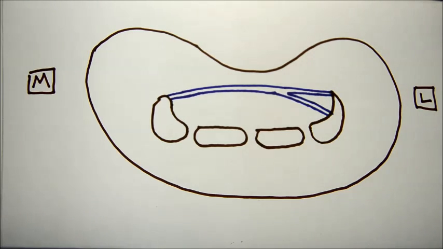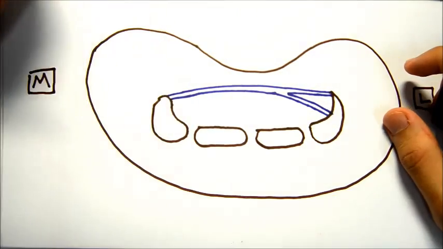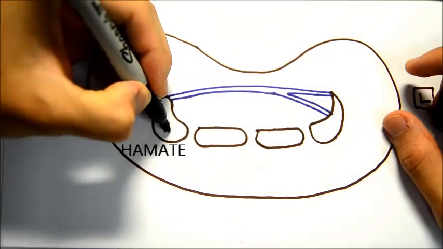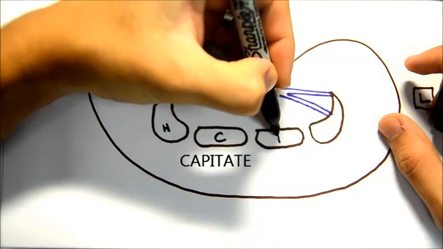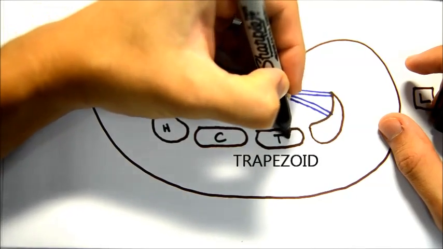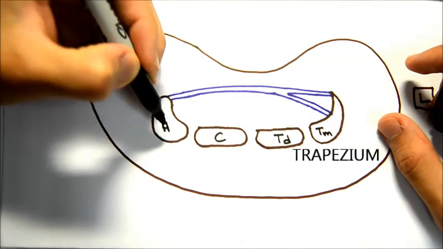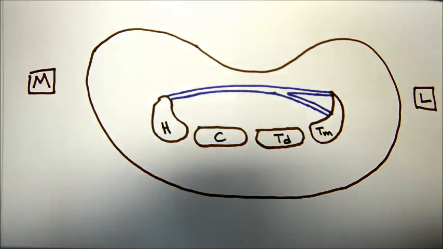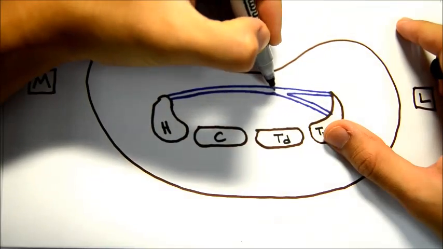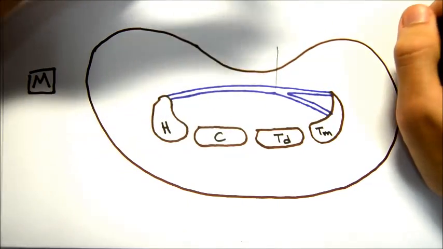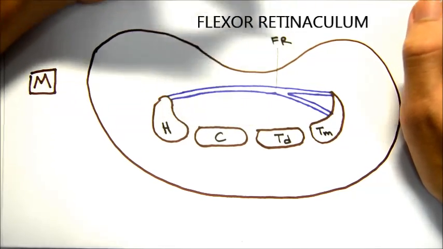We'll start by labeling the structures forming the carpal tunnel. First one, the bone hamate. I'll just use initials. H for hamate, C for capitate, T for trapezoid, I'll use TD, and last one, TM for trapezium. I'll make this H bigger. Next is the roof of carpal tunnel, which is this one. Flexor retinaculum, I'll use the initials FR.